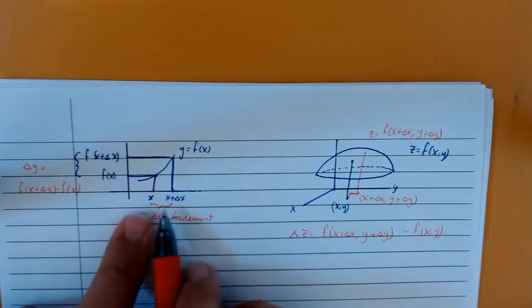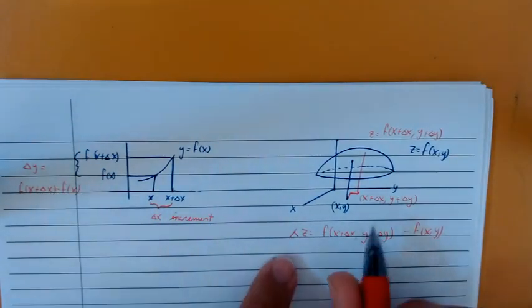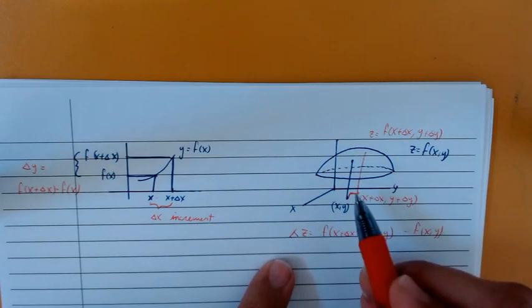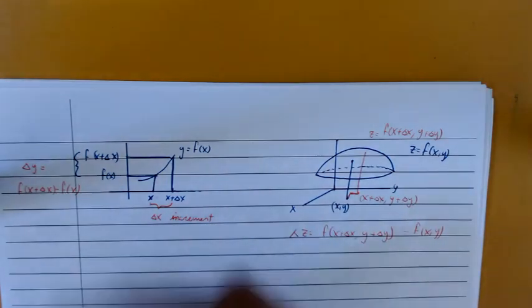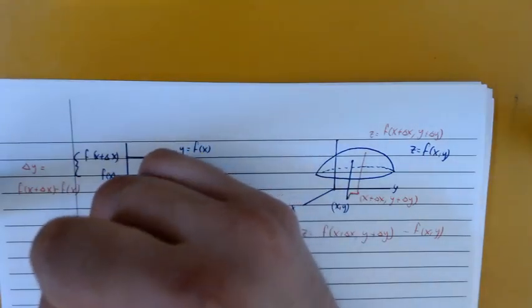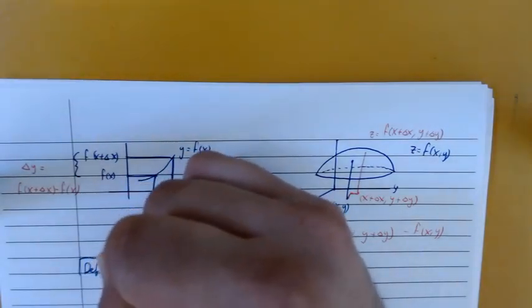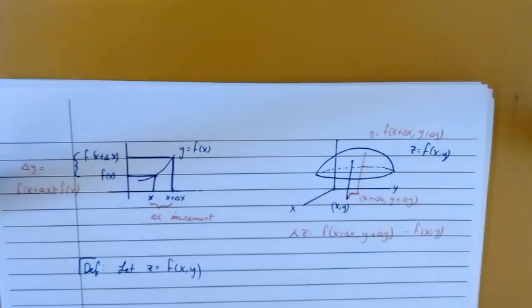Little tiny change in x leads to little tiny change in y. Step up to space instead of on the plane. Little tiny change in x and y leads to little tiny change in z, your increment. So that leads us to our definition here, or rather, the first of our definitions. Let's start off with a function. Let z equal a function of two variables x and y.